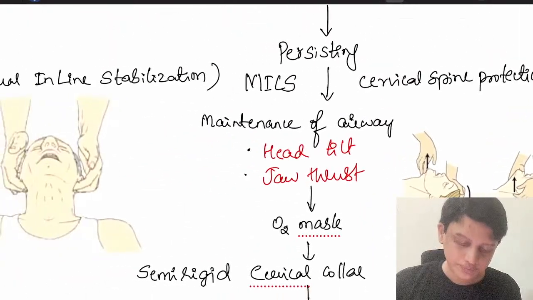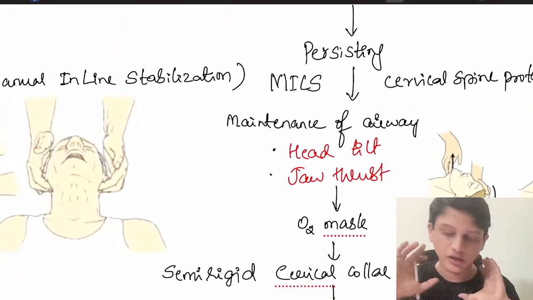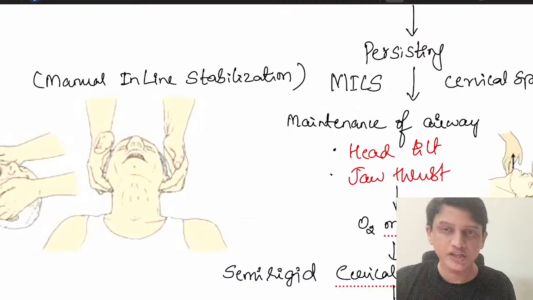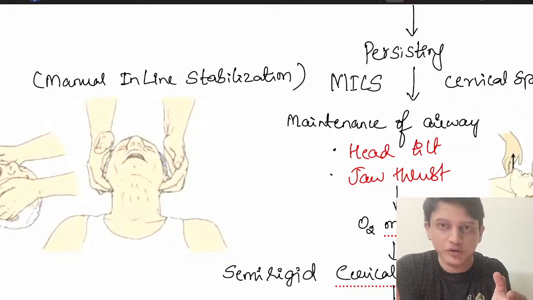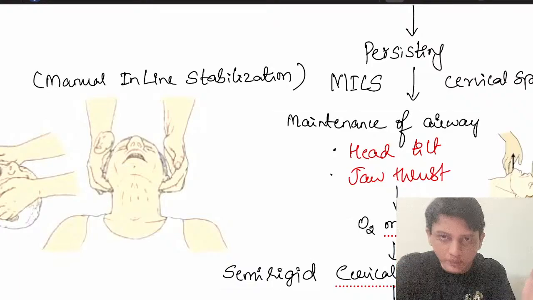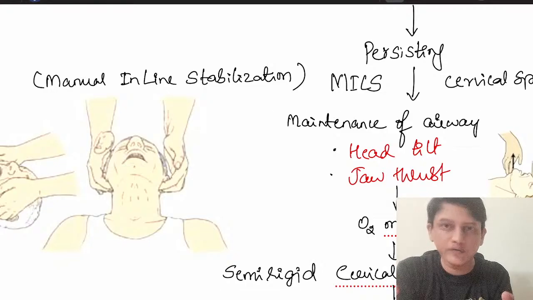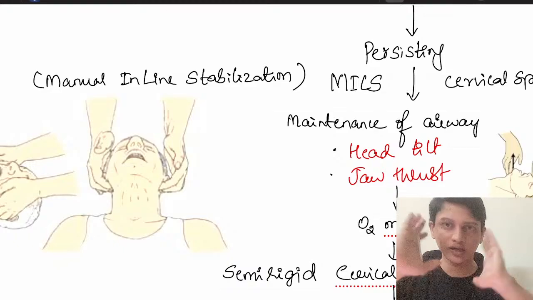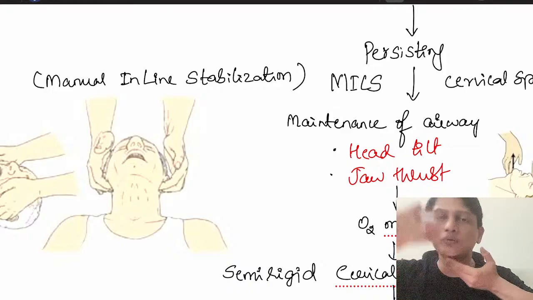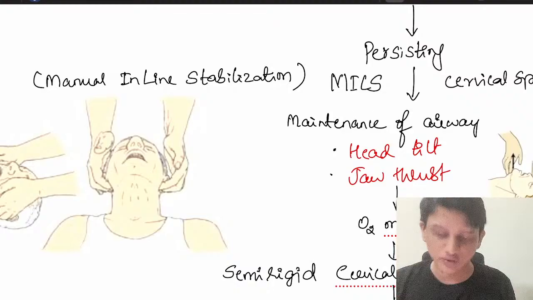Okay, so this has to be done with what is called manual inline stabilization. One has to be holding his head or the spine in position, because whatever you do, jaw thrust and all, your spine should not get injured. So one person will be holding the head in position, so that it won't shake or bend when you are doing all these maneuvers. It's called manual inline stabilization of the spine with the head. One will be doing that, and another one will be doing the chin lift or the jaw thrust, whatever maneuvers are needed.